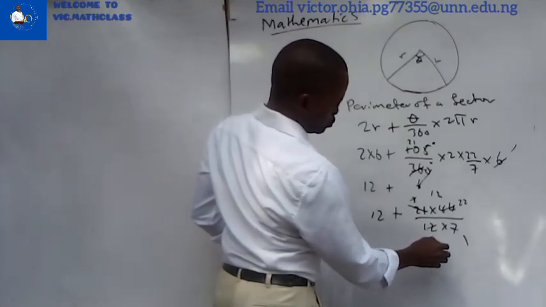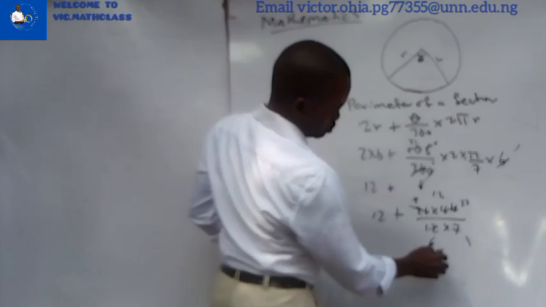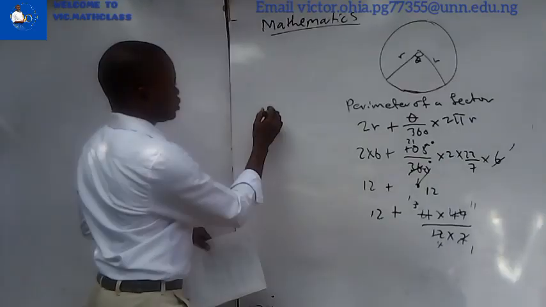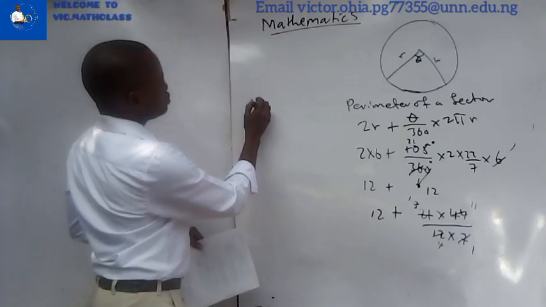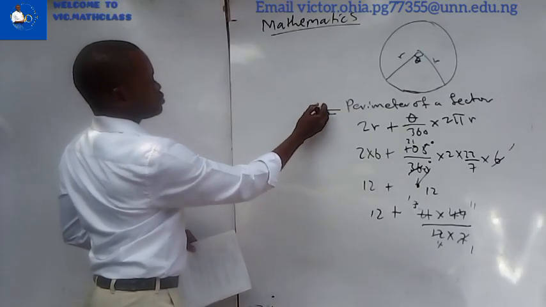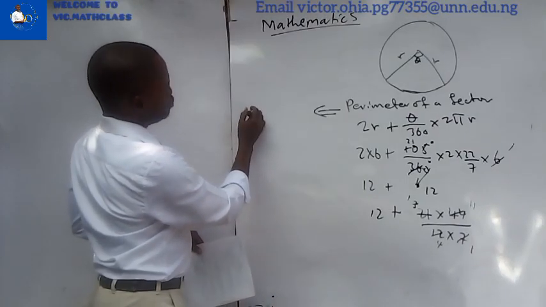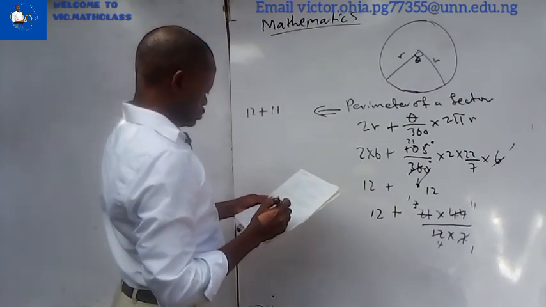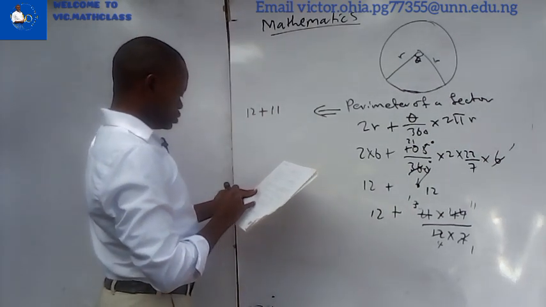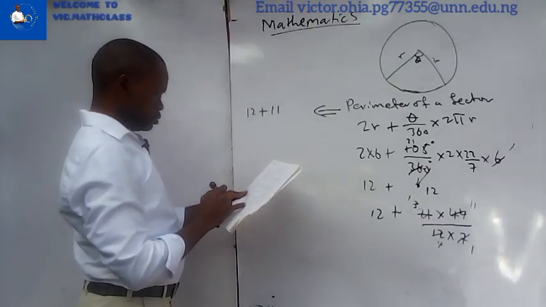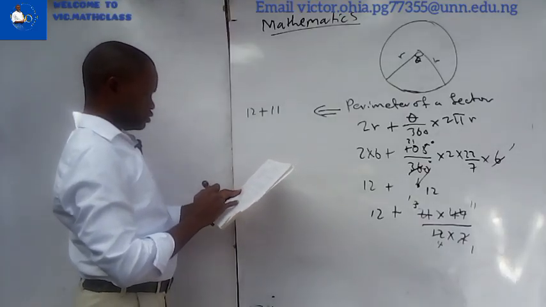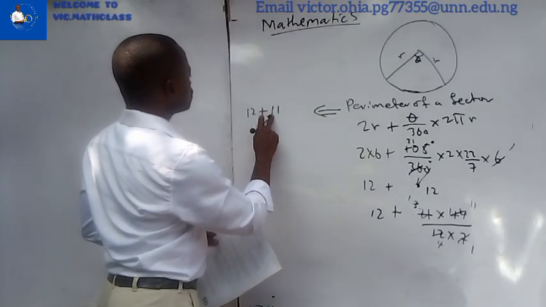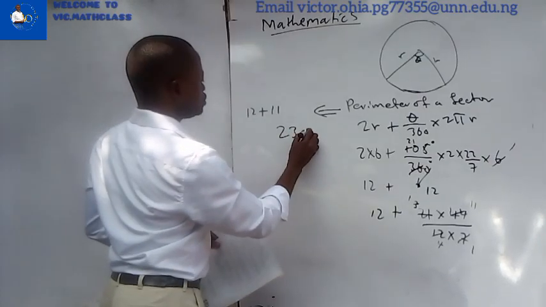2 into 22 is 11. So we have the perimeter of the sector to be 12 plus 11, in units of measurement, cm or meter. Yes, they gave us centimeters. So 12 plus 11 is 23. So the perimeter will be 23 cm.